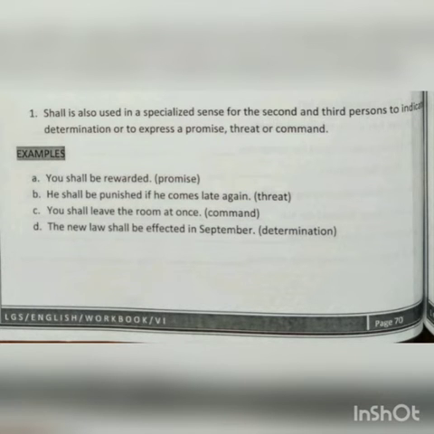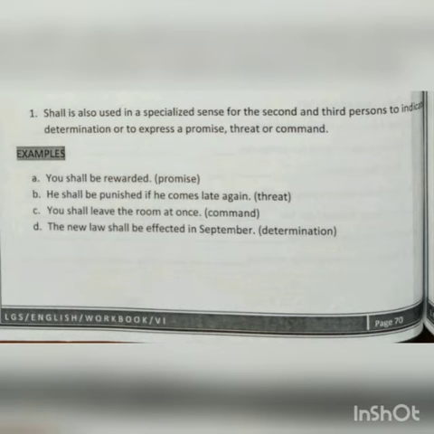Shall is also used in a specialized sense for the second and third person to indicate determination or to express a promise, threat, or command. All these things we have already discussed in the previous lesson. Now this is the reinforcement, and its examples are: You shall be rewarded. This is a promise. He shall be punished if he comes late again. That is a threat. You shall leave the room at once. This is a command. Command means order. The new law shall be effected in September. This is determination.